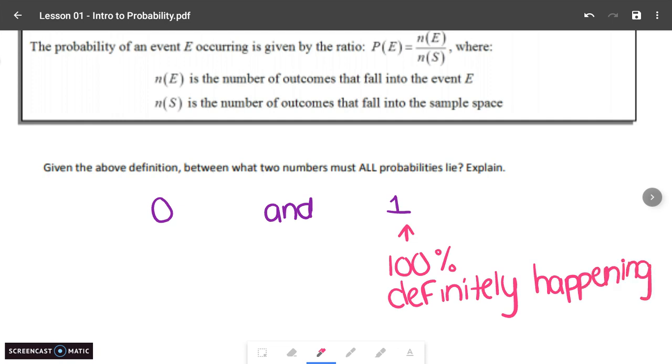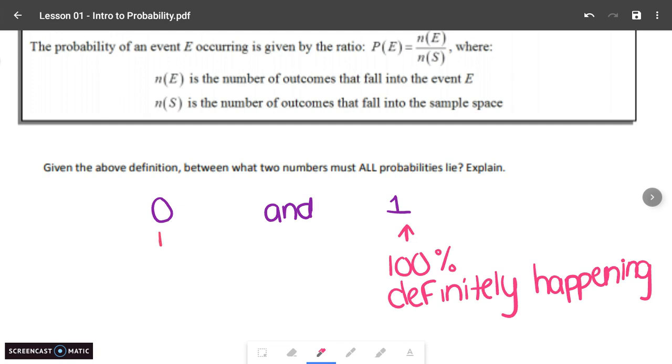Something that could definitely happen: if I went back to that first spinner and asked you, what's the probability of you getting 1, 2, 3, 4, or 5? It's definitely going to happen. No matter what, if I spin, I'm going to get 1, 2, 3, 4, or 5. So it's 100%, right? It's 1.